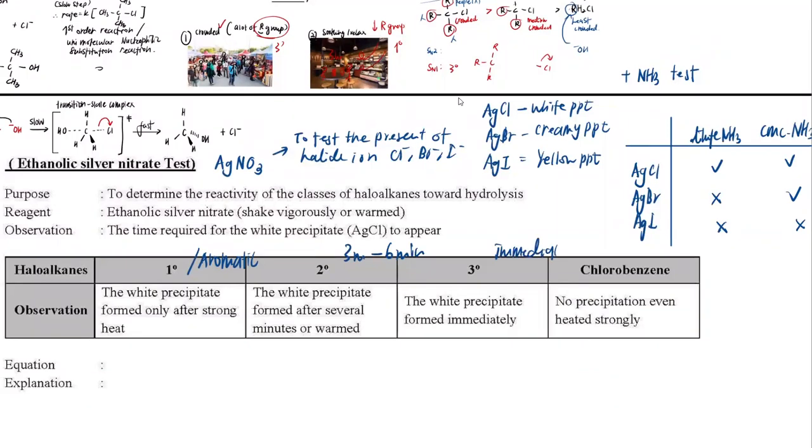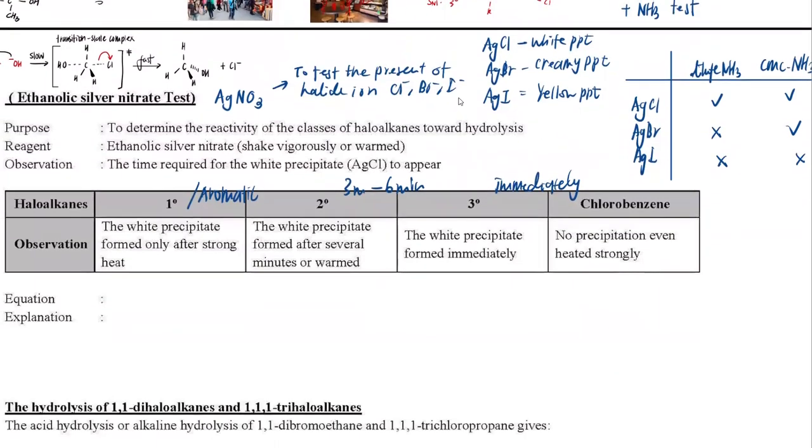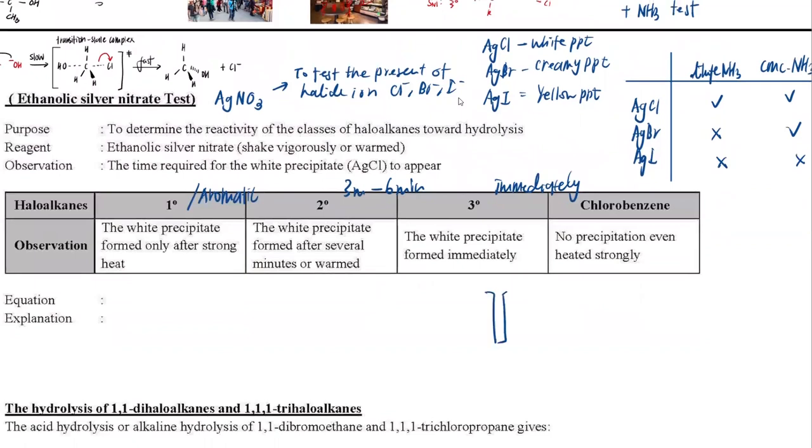This is your test tube. When you have RCl, a tertiary haloalkane, and you add AgNO3, you will form a white precipitate immediately after you add it in.